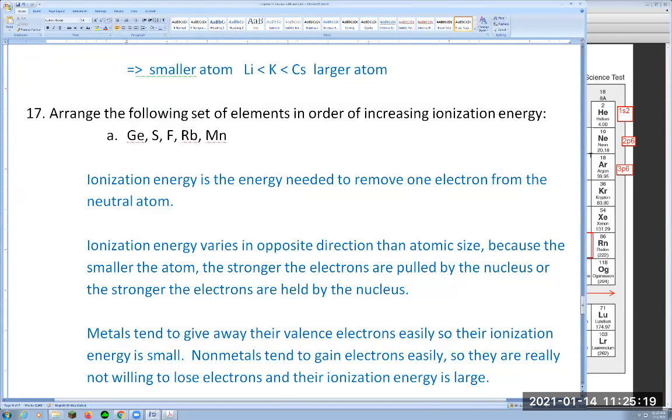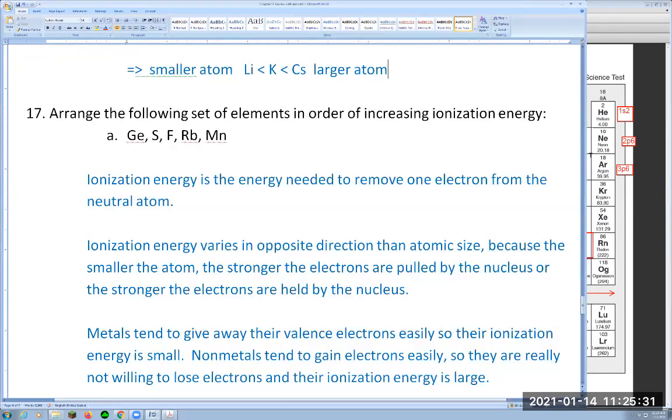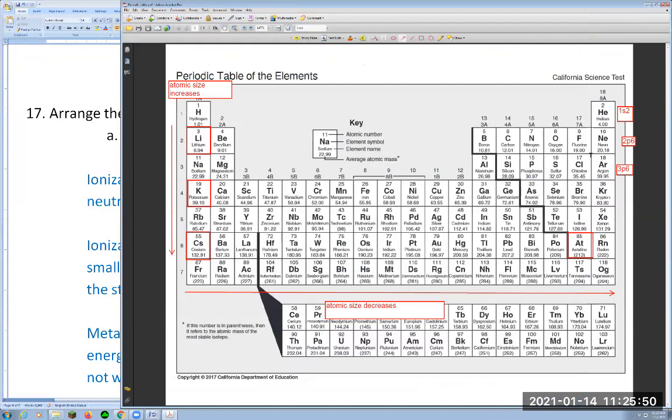Non-metals, on the other hand, are in the upper right corner, right? Carbon, nitrogen, fluorine, the halogens, the noble gases, etc. They tend to gain electrons easily. They like to become negative ions. We've learned that now. And so they are really not willing to lose electrons. They actually prefer to gain electrons and become negative ions. So their ionization energy will be large. So overall, you can remember that the ionization energy will vary this way.